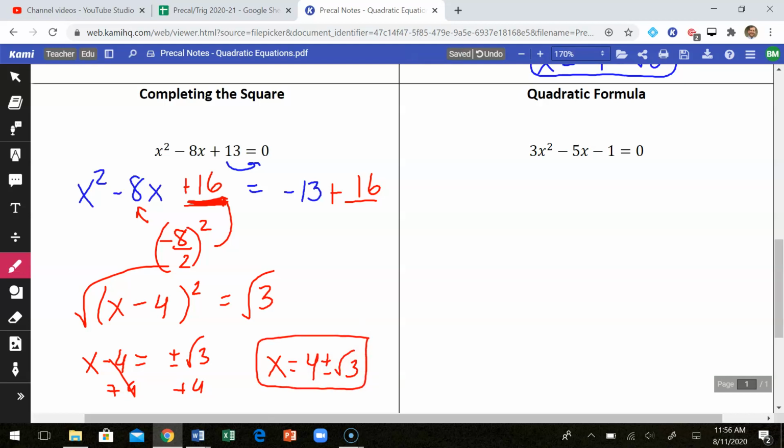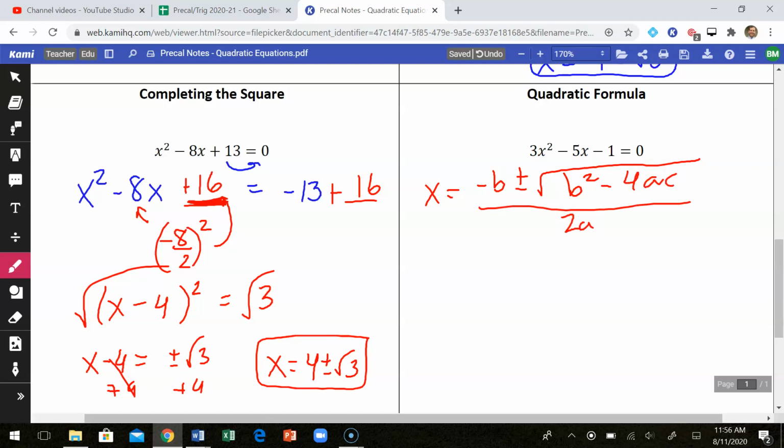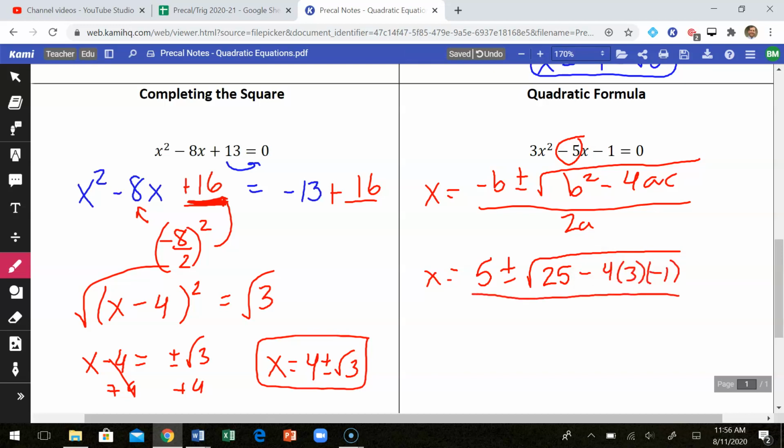And then quadratic formula, hopefully you remember this. This is x equals negative b plus or minus the square root of b squared minus 4ac all over 2a. So in plugging those values in, x equals negative b. b is already negative 5, so that's going to be positive 5. Plus or minus the square root of b squared, so negative 5 squared, which is going to be positive 25. That number should always be positive there. Minus 4 times a, which is 3, times c, which is negative 1, all over 2 times a, so 2 times 3.